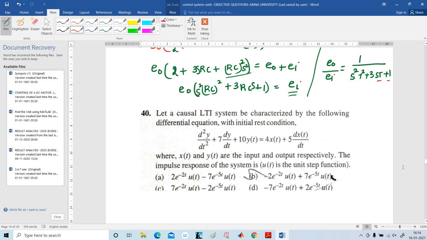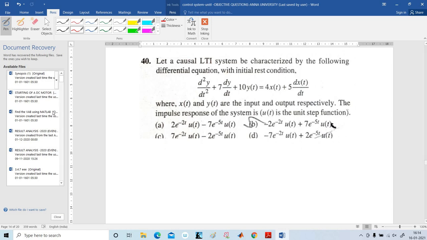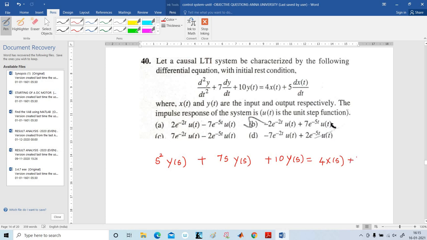The initial condition is 0. So first of all, I am going to apply the Laplace transform to this equation. S square into Y of S, all the initial conditions are 0, plus 7S into Y of S plus 10 into Y of S equal to 4 into X of S plus 5 into S into X of S. I have to take Y of S outside.